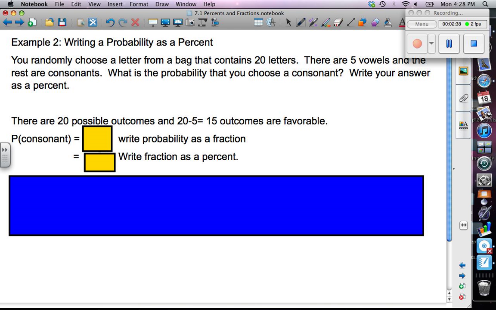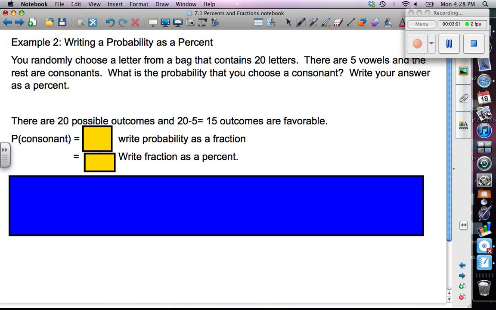Example 2, writing a probability as a percent. So now we're using what we learned in a previous chapter, but using percents with it. So you randomly choose a letter from a bag that contains 20 letters. There are 5 vowels, and the rest are consonants. What is the probability that you choose a consonant? Write your answer as a percent.